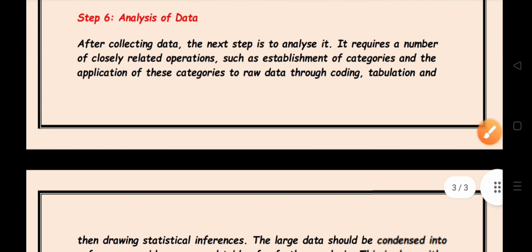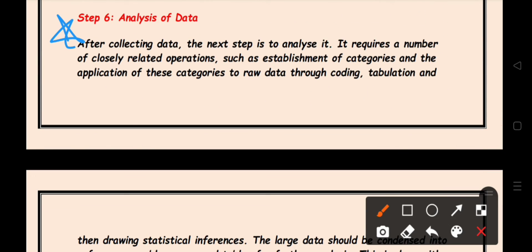The next step, number 6, is the analysis of the data. After collecting the data, analysis of that data is very important, because from the analysis we get our final result, where we are going to prove our hypothesis. So after collecting the data, the next step is to analyze it.